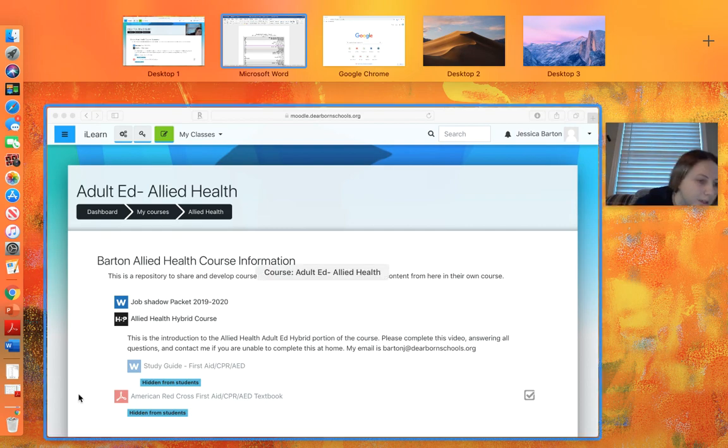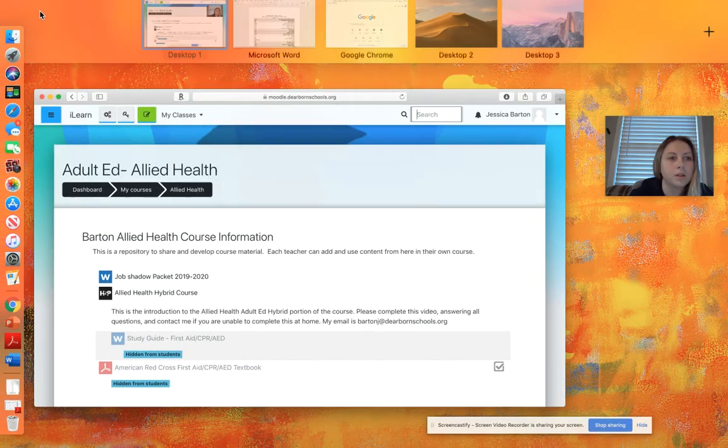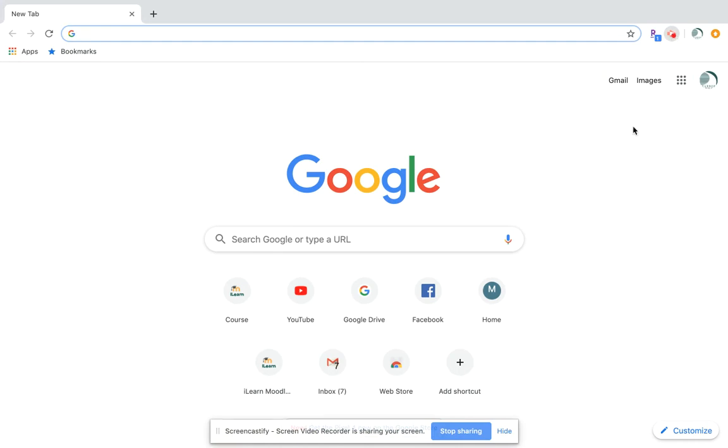Let me see here. Google Chrome. Why is it not pausing? Google Chrome, here we go.